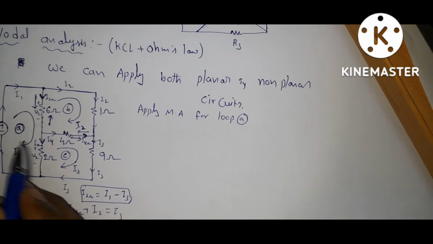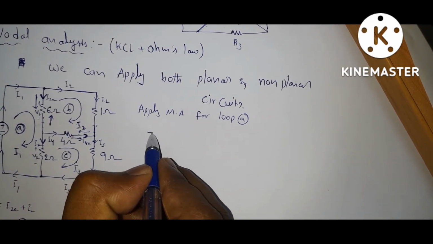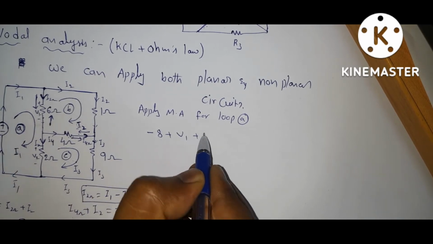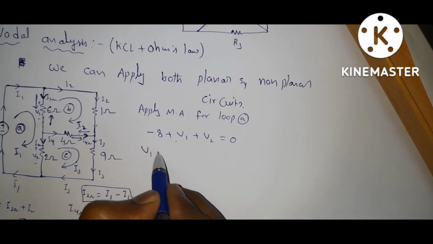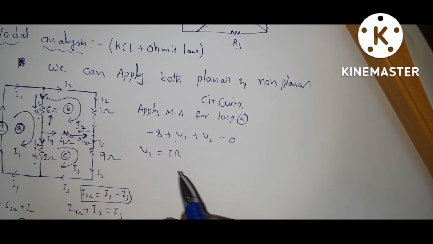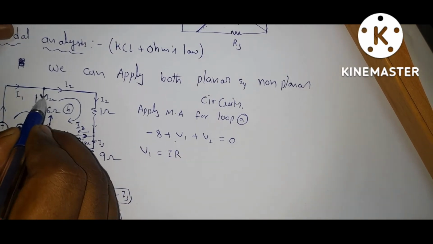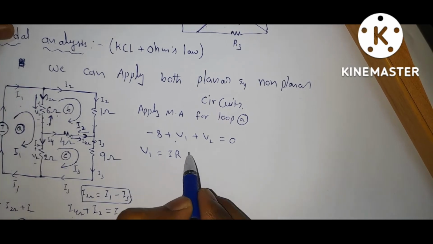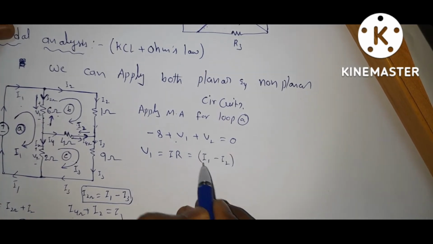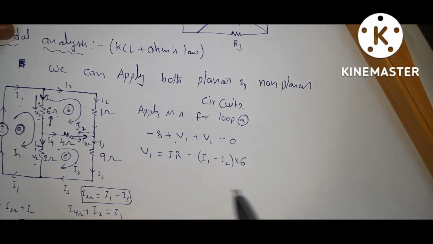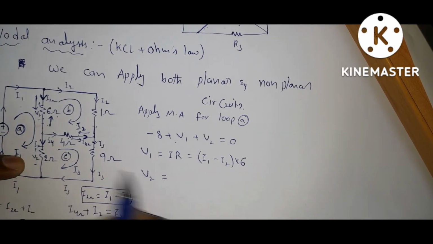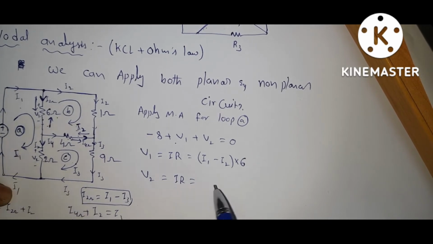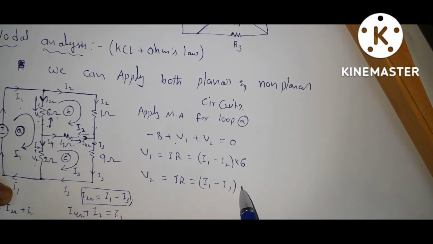If you apply KVL here, what is KVL? Minus 8 plus V1 plus V2 is equal to 0. This is by KVL. Now by Ohm's law, what is V1? V1 is equal to IR. So what is I here? The current flowing through this 6 ohm is I1 minus I2. So this is I1 minus I2 into the resistance, 6. Now what is V2? Again it is IR. The current flowing through this 2 ohm is I1 minus I3, so I1 minus I3 into 2.